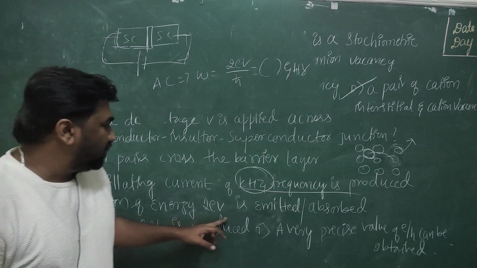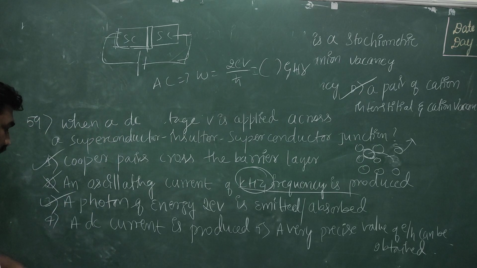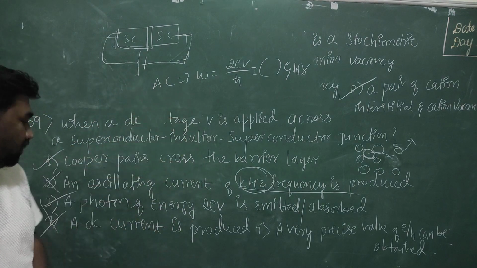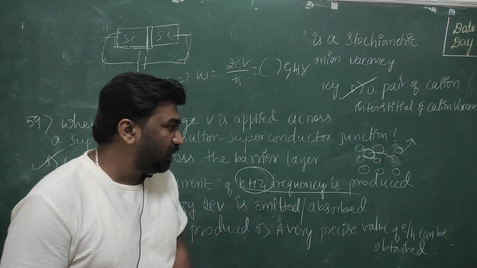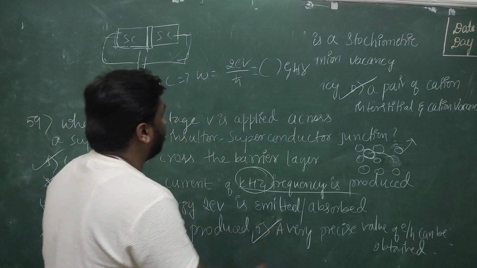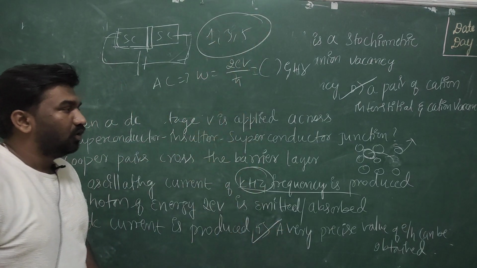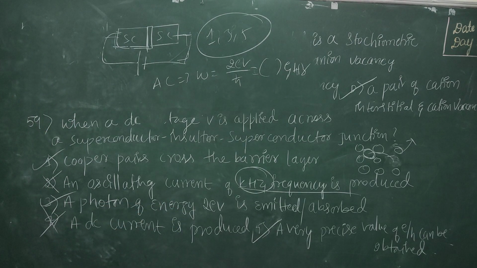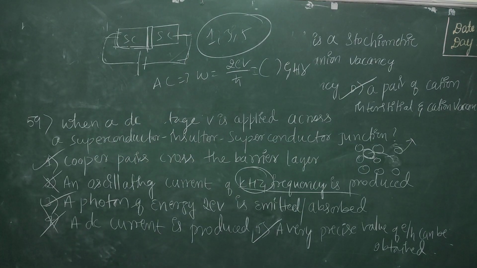A photon of energy 2eV is emitted or absorbed. Option 3 is correct. A DC current is produced? No, because you are applying a DC voltage, therefore an AC current is produced. So option 4 is not correct. A very precise value of e by h can be obtained. Option 5 is correct. So options 1, 3 and 5 are correct. Which of the following answers is correct? The question is like that. So 1, 3 and 5 are correct, and 2 and 4 are wrong statements.